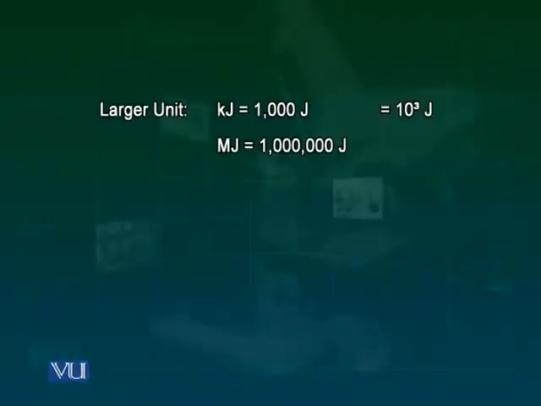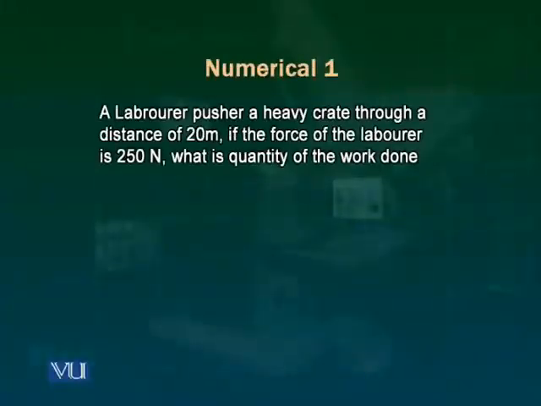1 joule is a very small unit. We have larger units which we use in everyday life. We have a kilojoule, which is of course 1000 joules, or 10 to the 3 joules. We have a megajoule, which is of course a million joules, or 10 to the 6 joules. These are larger units which are used in physics, and as we go into thermometry, we will be using these units more and more often.